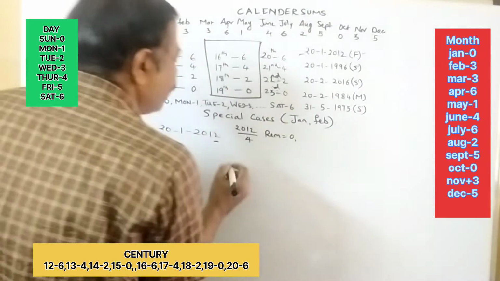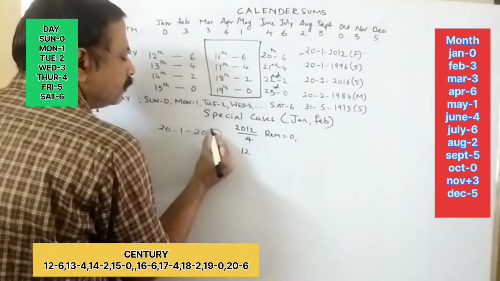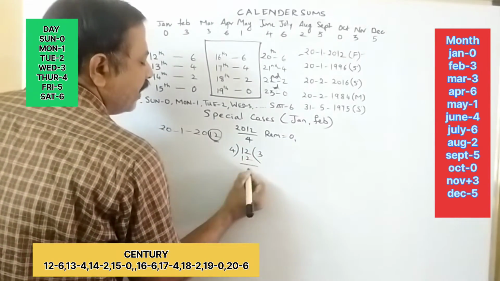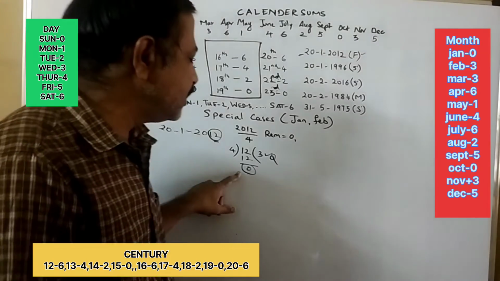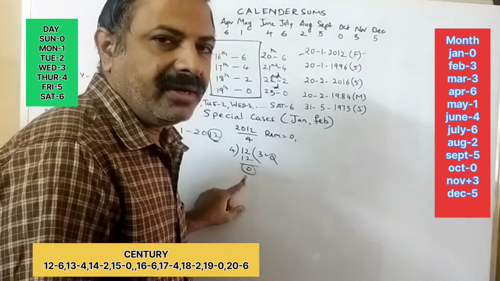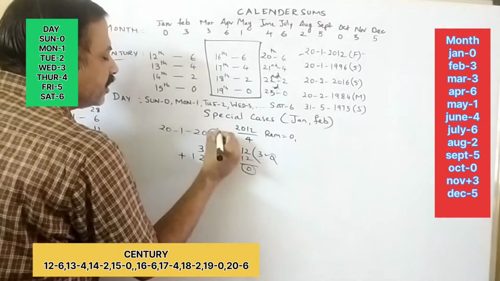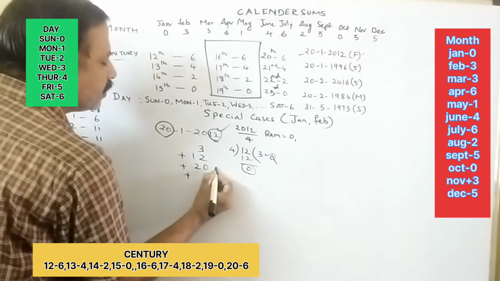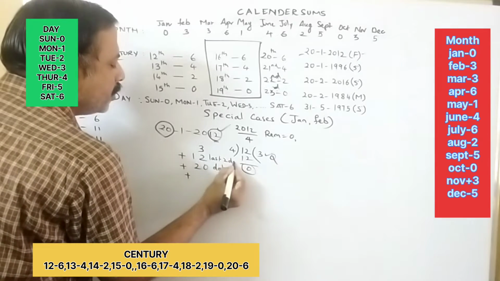So what is the first step to find the day? Take the last 2 digits and divide by 4. This is step 1. 4 3s are 12, the remainder is 0, so 3 is the quotient. Leave the remainder: if the remainder is 1, 2 or 3, ignore it. Take the quotient 3, plus the last 2 digits 12, plus the date 20.